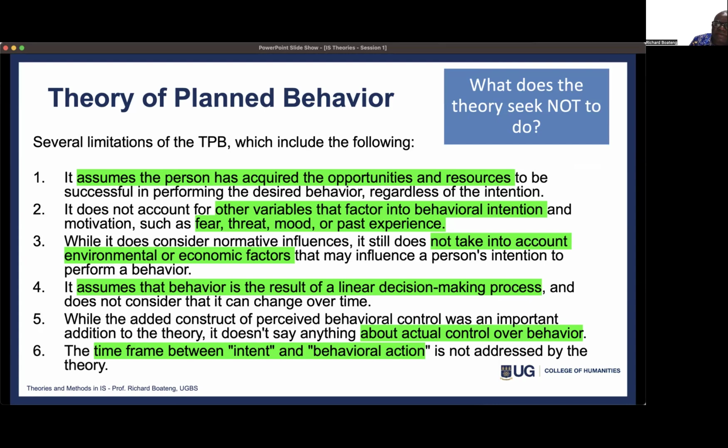Okay, so if a person is performing a behavior, it's possible that he doesn't have all the opportunities and resources, but because it is the best behavior at that time, he will do it. The theory doesn't account for that. The theory also doesn't account for other variables that can affect a person's behavioral intention. For example, a person may have fear, threats, mood, or past experience. That's why he's taking a decision, not because he understands why he's taking the decision. This is not captured in the theory.